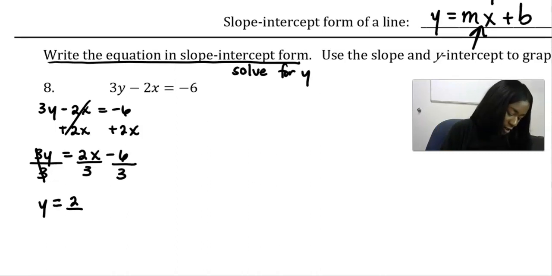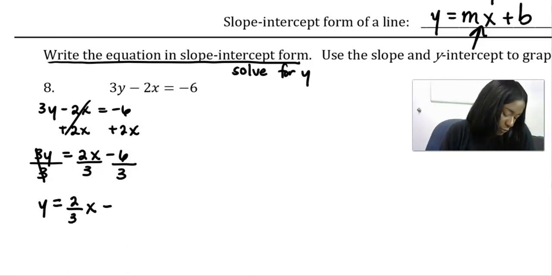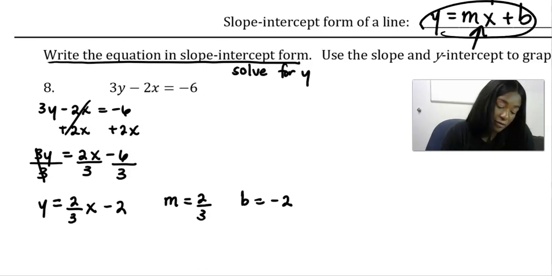I have y is equal to 2 over 3 x, right? I don't have to put the x in the fraction. I can just stick the x right next to the fraction. Those are the exact same thing. And then 6 over 3 is 2. So now I can see that m is equal to 2 over 3, and that b is equal to negative 2. I'm looking at this form here: y is equal to mx plus b.